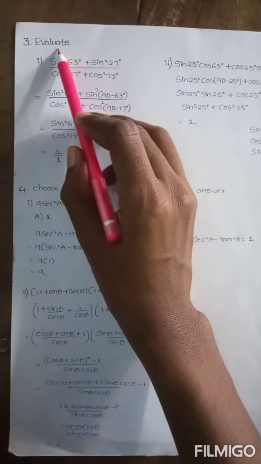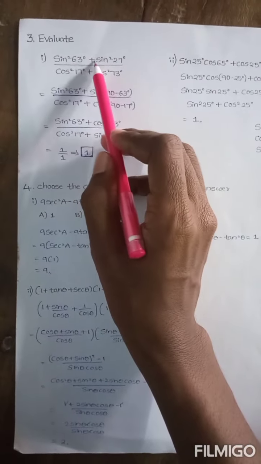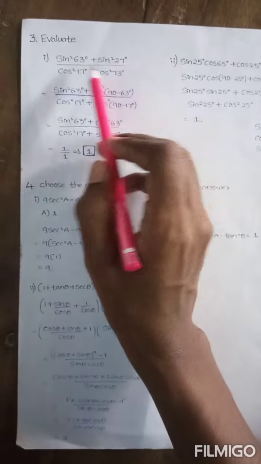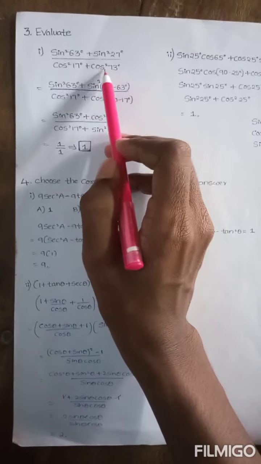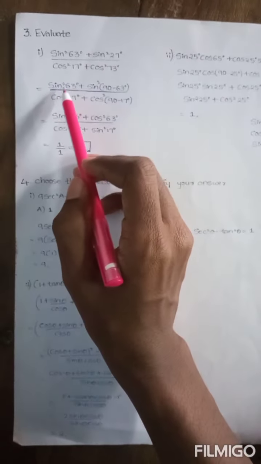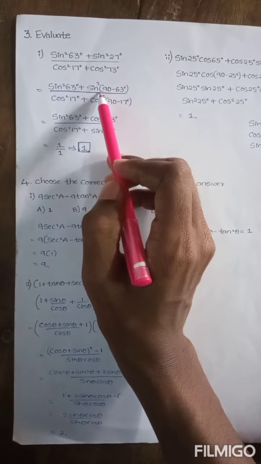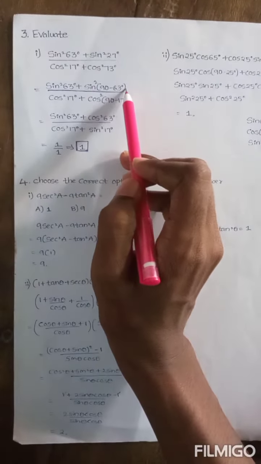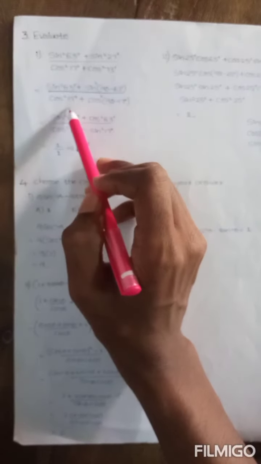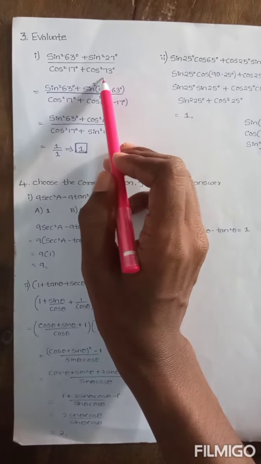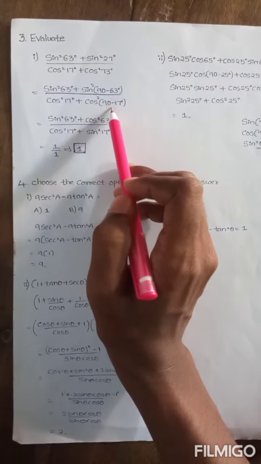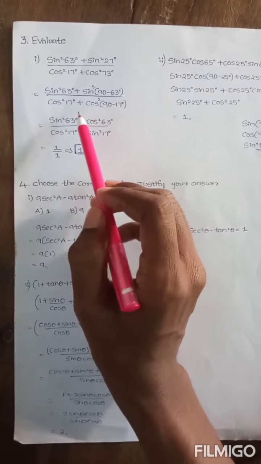Third one, evaluate. First one: sin square 63 degrees plus sin square 27 degrees by cos square 17 degrees plus cos square 73 degrees. That is sin square 63 plus, here sin 27 is expressed as sin of 90 minus 63 degrees, by cos square 17 degrees plus cos 73 is expressed as cos of 90 minus 17 degrees.